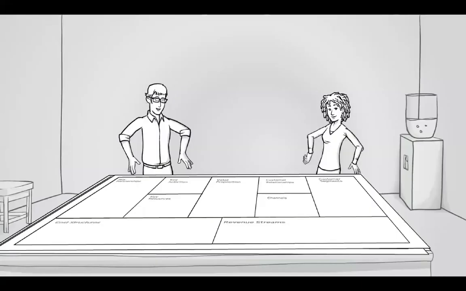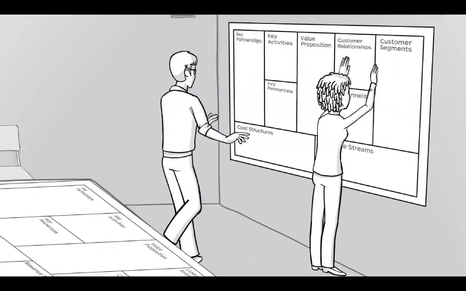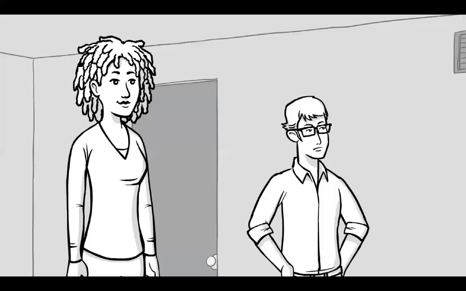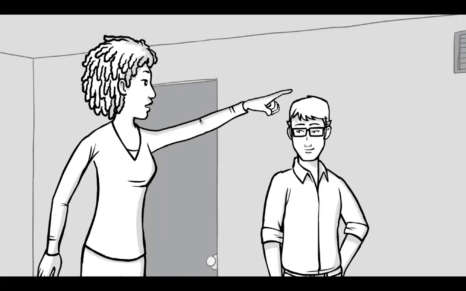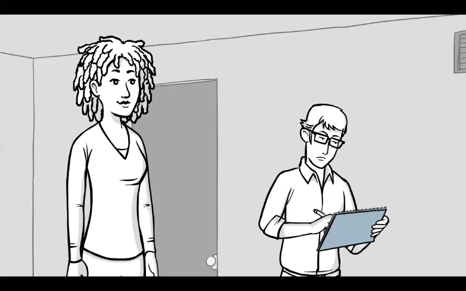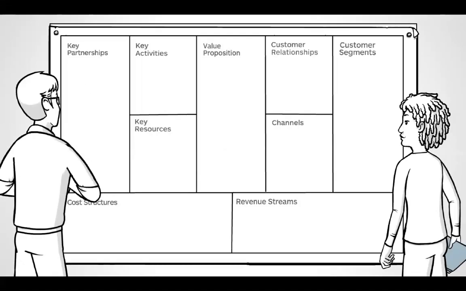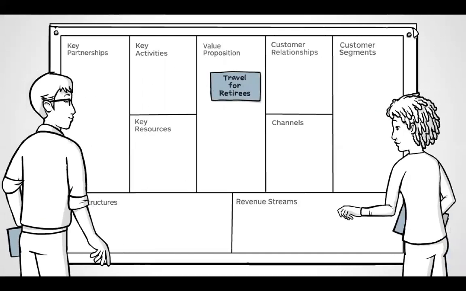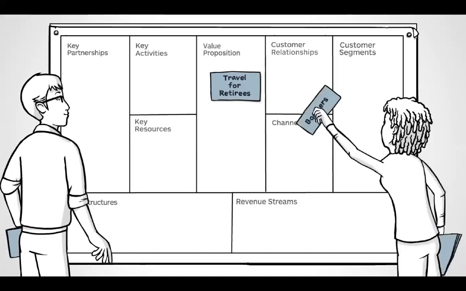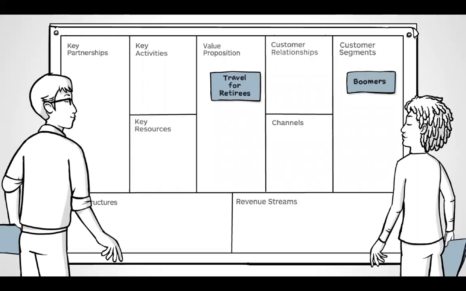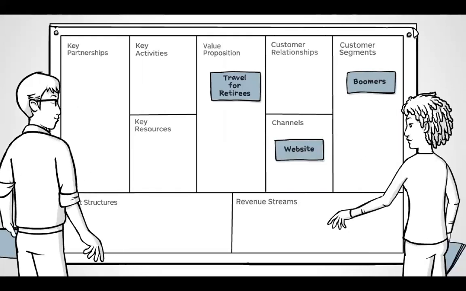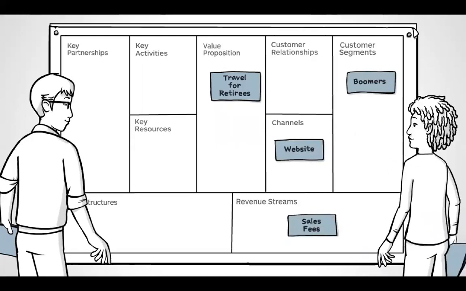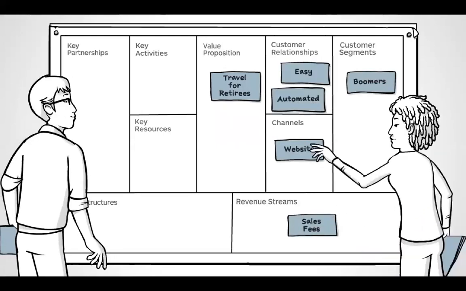You can think of a business model like a story of how your enterprise will create, deliver, and capture value. And like a story, it can be one you've heard over and over before. For instance, you can start with what most people are fixated on, the value proposition. Travel for retirees. Then decide whom you can sell it to. Yep, boomers. Sketch in how you'll get it to them. Okay, a website. And how that will generate revenue. Sure, sales fees. You'll make it easy and automated.